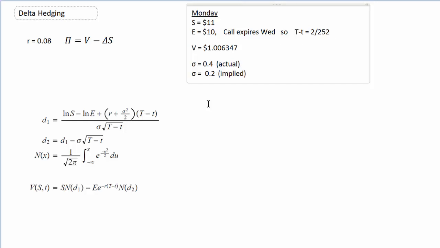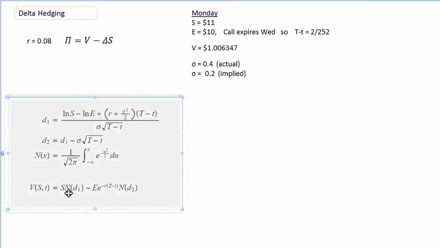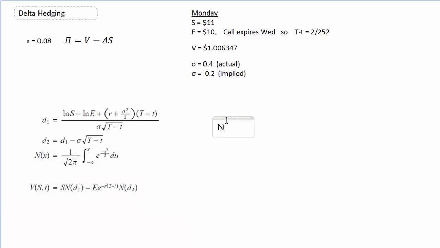But I see this as an arbitrage opportunity. So what I'm going to do is set up one of these portfolios where I buy the call option that's too cheap, and I'm going to short some stock. So I need to calculate the delta. How much of this stock should I short? The delta for a call is just this part of the formula, the N of d1, where I'm going to be hedging with the actual volatility.